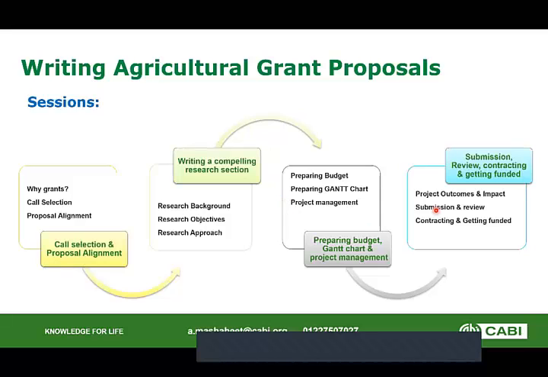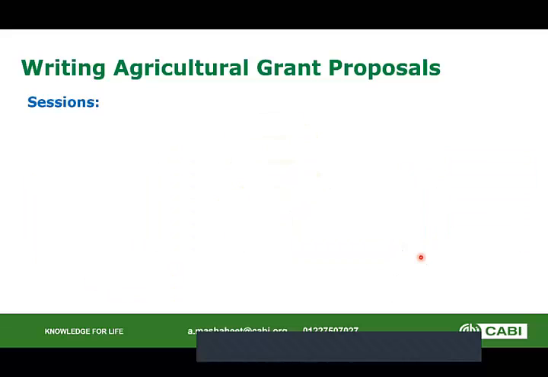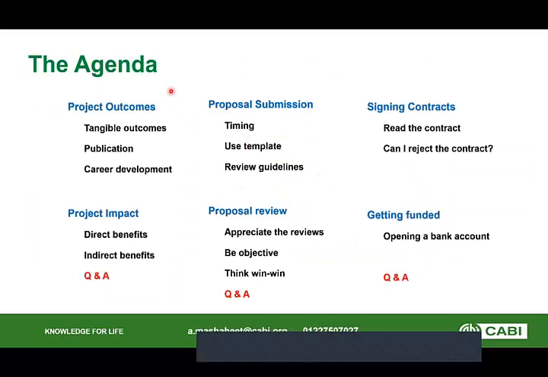Today we're gonna add a little bit of component before the submission. We're gonna talk about the project outcomes and impacts. Then we're gonna talk about the submission and the review process, and then the contracting and getting funded stage. Particularly, we're gonna break these down into smaller topics that we will need to cover. So when we talk about the project outcomes, we're gonna cover the tangible outcomes, the publication outcomes, and then the career development component of the outcomes.